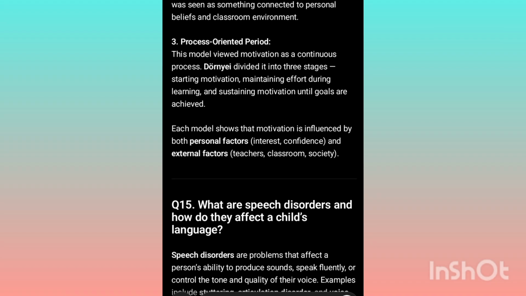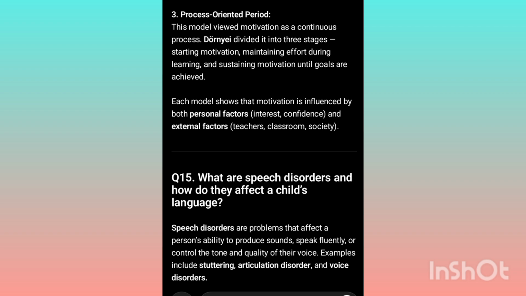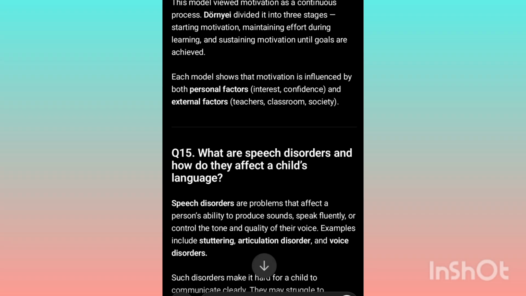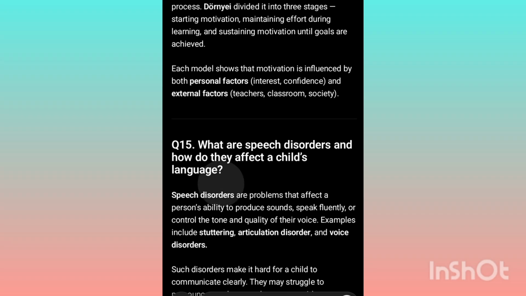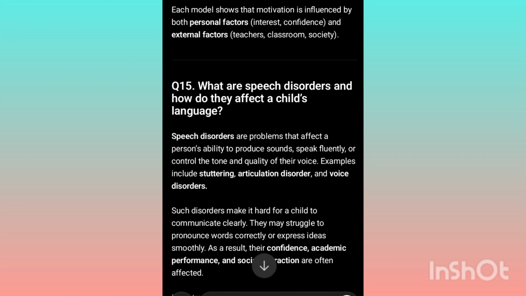3. Process-oriented period. This model viewed motivation as a continuous process. Dörnyei divided it into 3 stages: starting motivation, maintaining effort during learning, and sustaining motivation until goals are achieved. Each model shows that motivation is influenced by both personal factors, interest, confidence, and external factors, teachers, classroom, society.